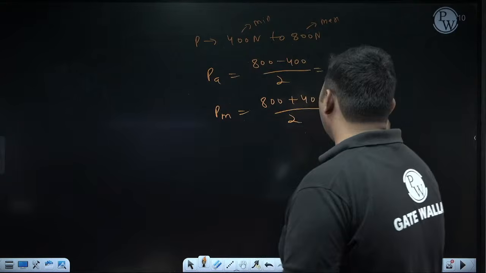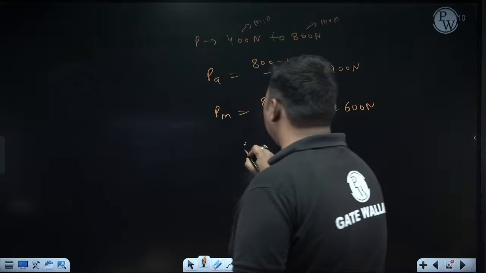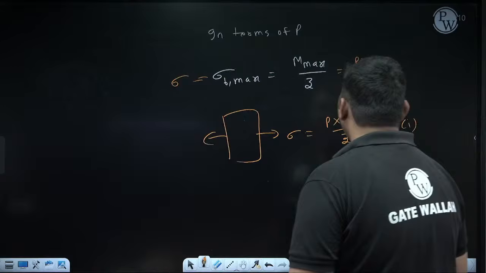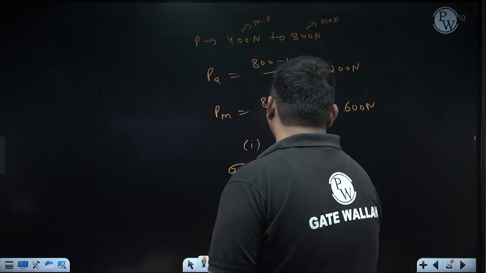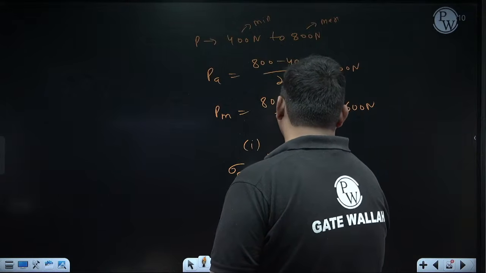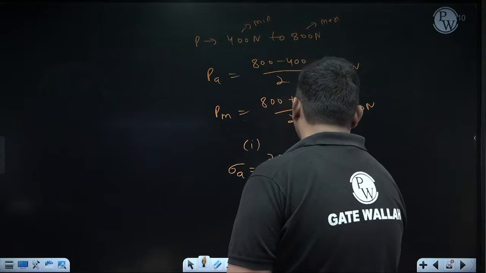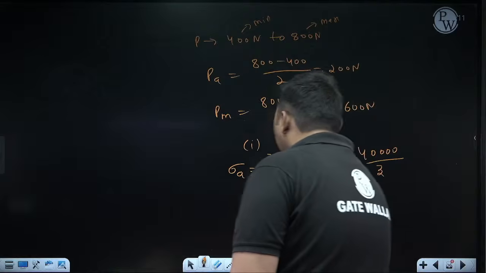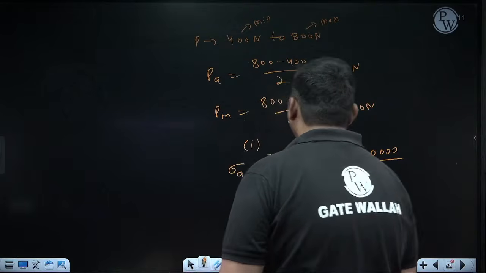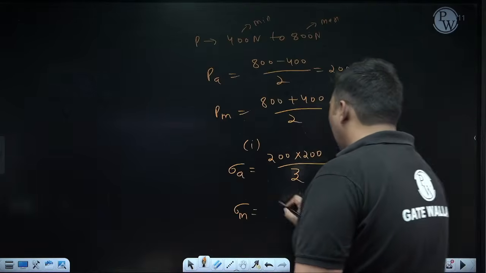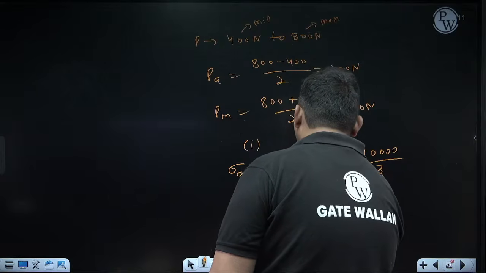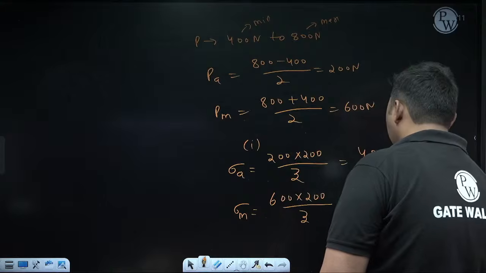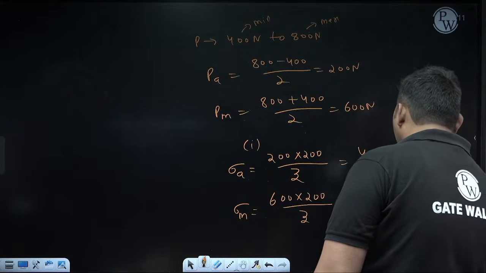600 Newton. So in equation 1, if you replace P by P amplitude, we get the amplitude stress at the critical point. P amplitude is 200, so 200 into 200 divided by Z. It is coming 40,000 divided by Z. Similarly, in equation 1, if you replace P by P mean, we get the mean stress at the critical point. How much is it coming? 600 into 200 divided by Z. It is coming 6 2 is 12, 4 zeros, divided by Z.